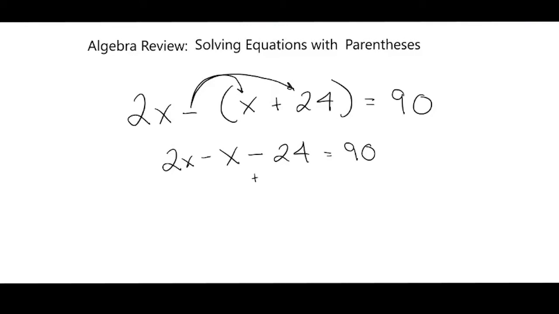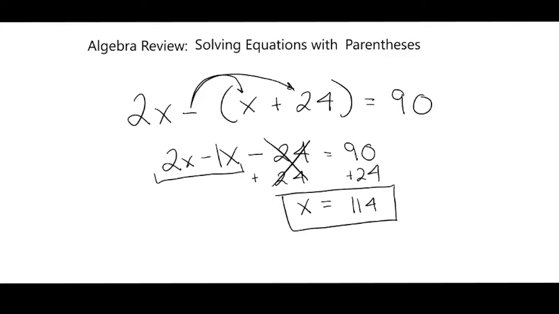Well, now I'm going to add 24 to both sides. These 24's cancel. I'm left with 114 on the right side. Now, 2x minus x is 2x minus 1x. So 2x minus 1x is 1x, or just x. So the answer is x equals 114.